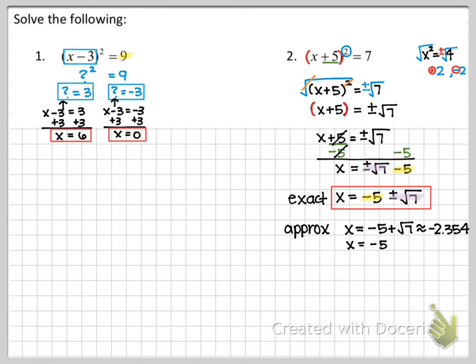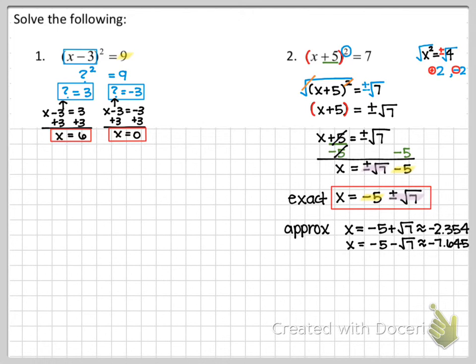So negative 5 minus the square root of 7. Approximately. All right, let's type that in. Negative 5 minus the square root of 7. That's going to give me negative 7.645, or 646 if you decide to round.